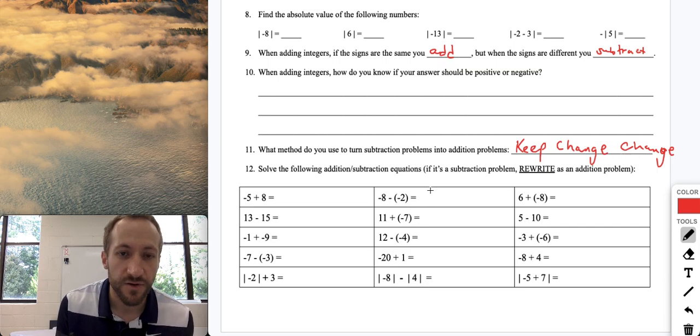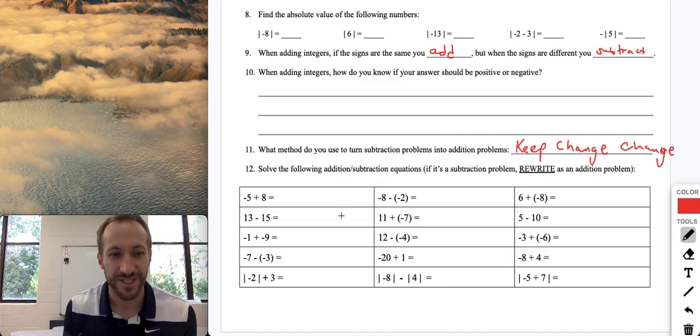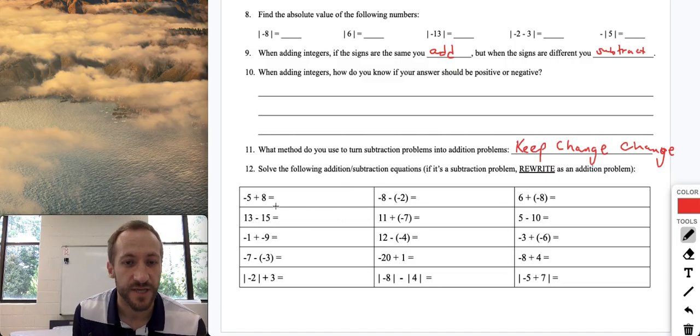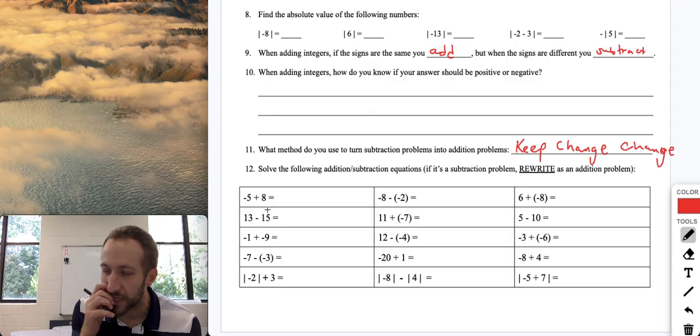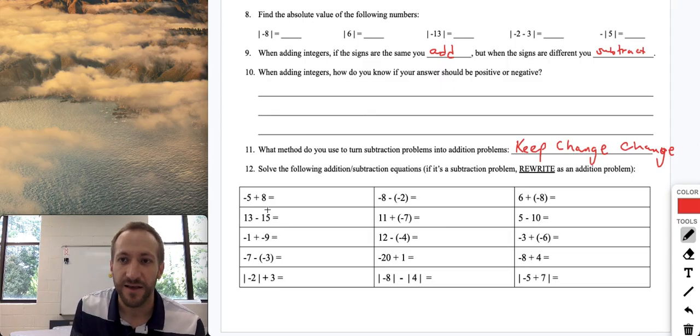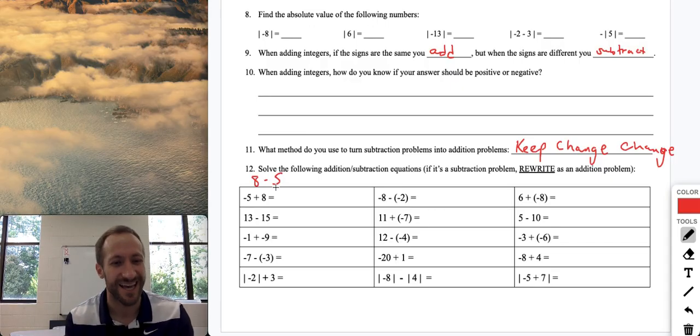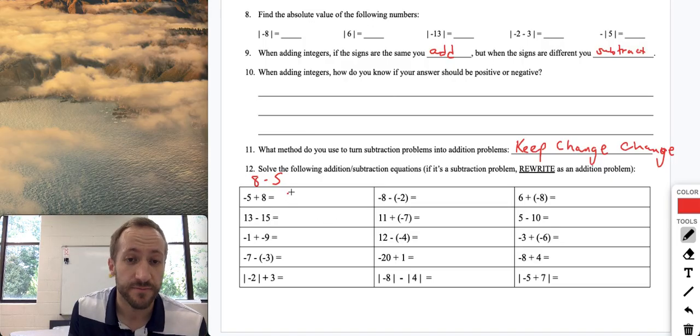So let's go down and do a few of these problems because it'll make much more sense when we see it in context. Negative 5 plus 8. So the signs are different. I have a negative plus a positive. So I'm really going to think about subtracting. So I'm going to subtract those numbers. And in my head, I'm thinking 8 minus 5, kind of like back to elementary days, right? When you would put the bigger number first. So I get a 3.